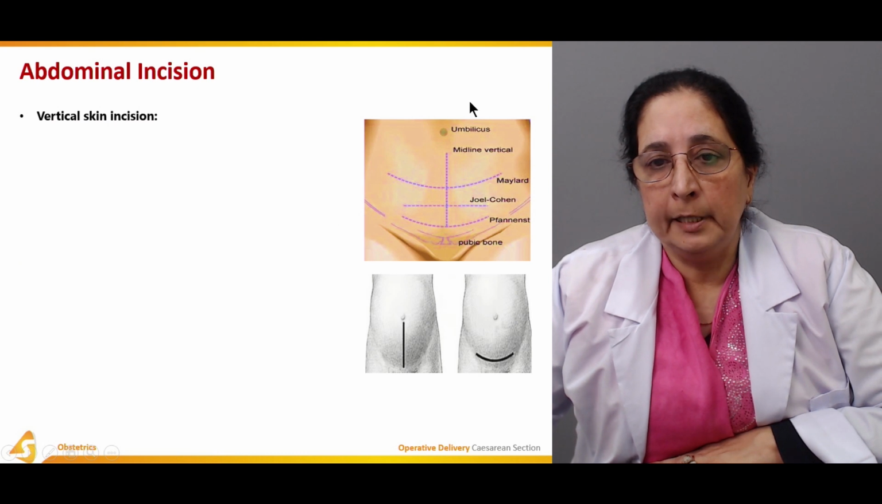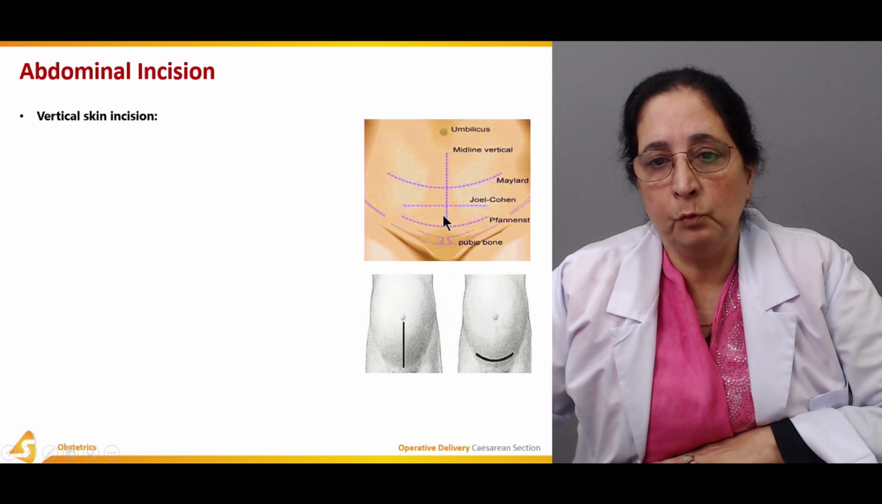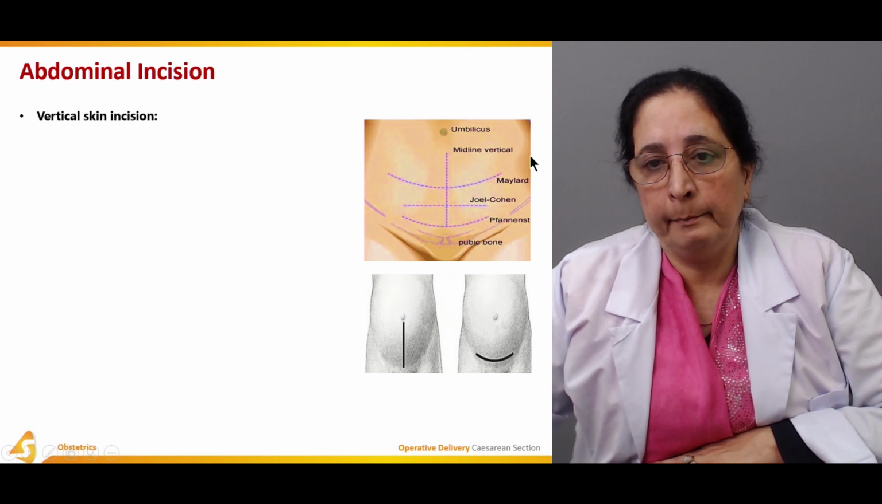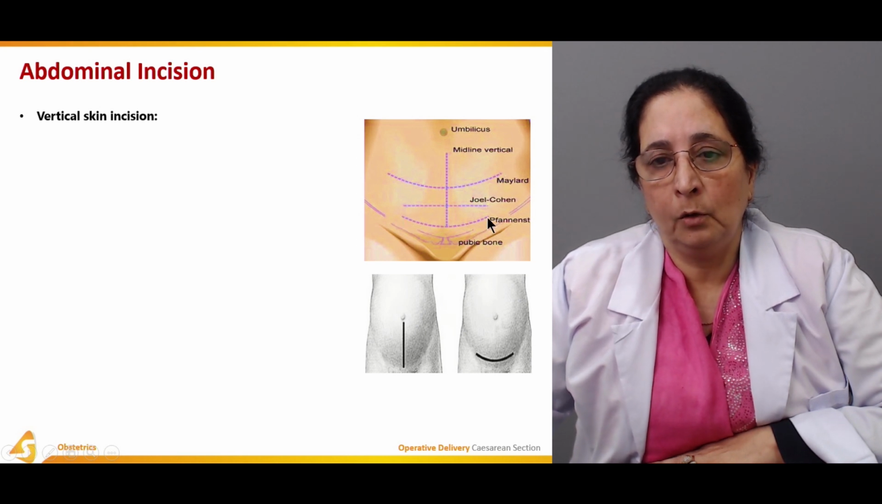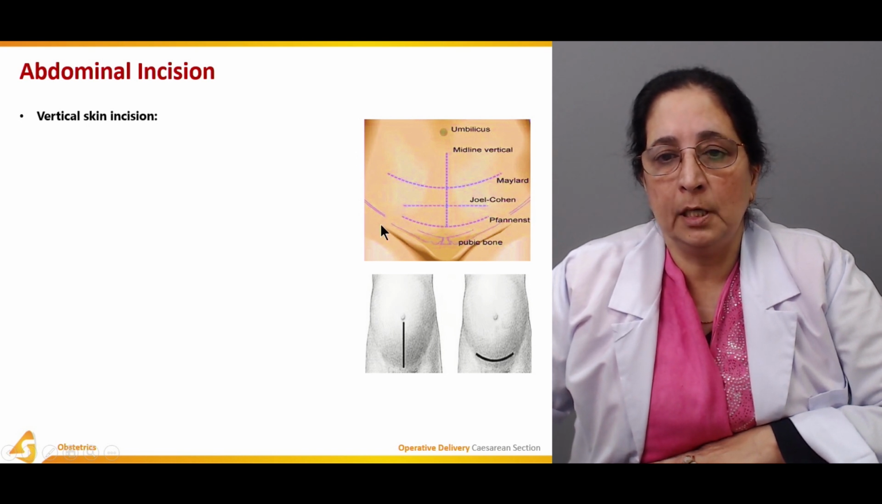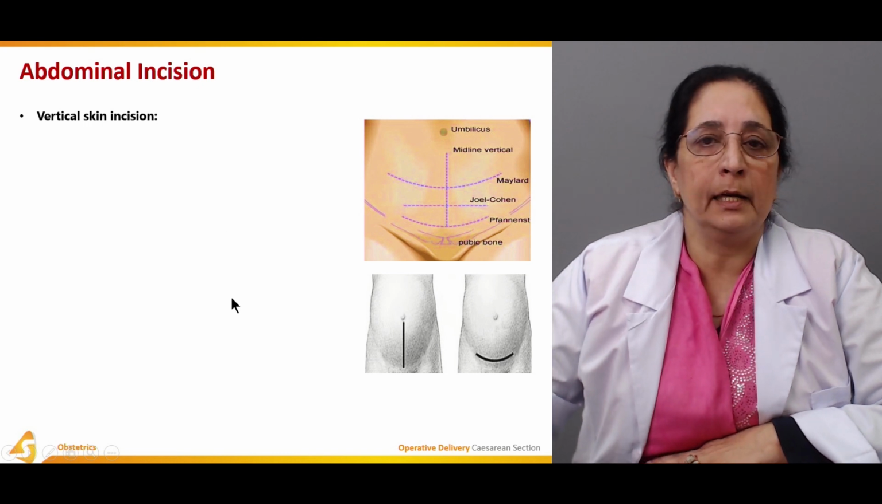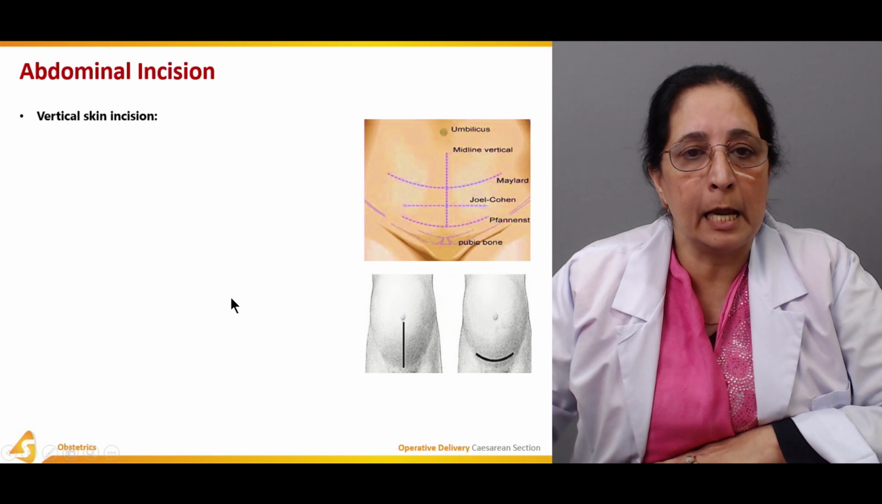These are some incisions that can be given. We have a midline vertical incision, the Maillard incision, the Joel Cohen incision, and the Pfannenstiel incision. This is a very, very commonly used incision. So all these are the different incisions that can be given in the abdomen.